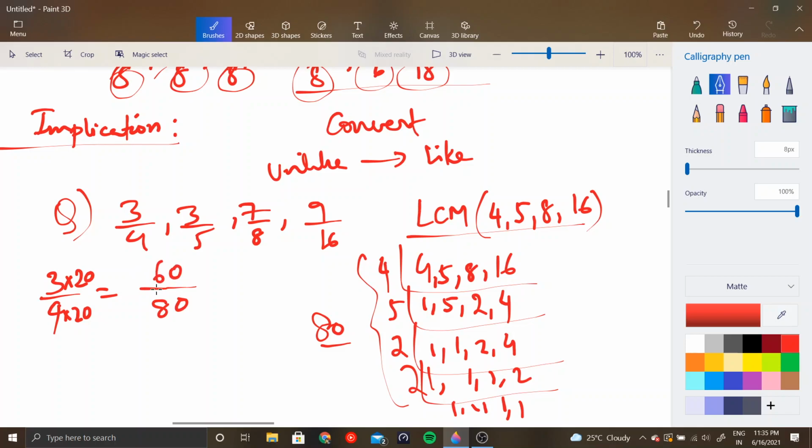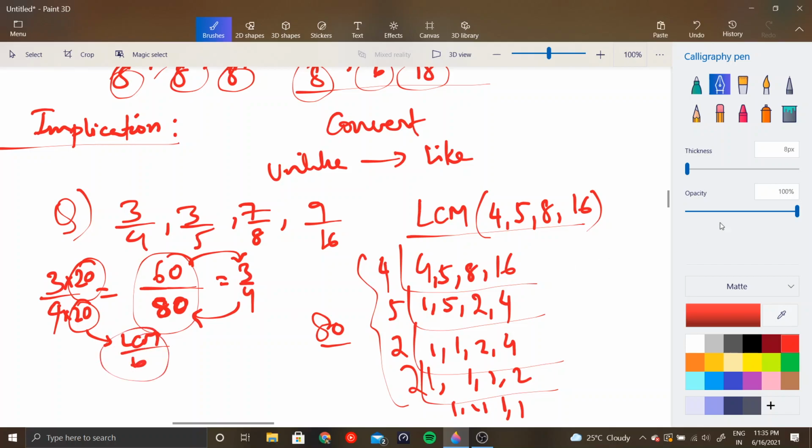So this is 60 by 80. Basically this on reduction will be 3 by 4. So in the previous class you learned how to reduce a fraction. Now you learn how to make a fraction into a desired form. Okay, so you desire a denominator of 80. So in order to do that, you multiplied these two with a term so as to make the denominator 80. Basically this term is LCM by the denominator.